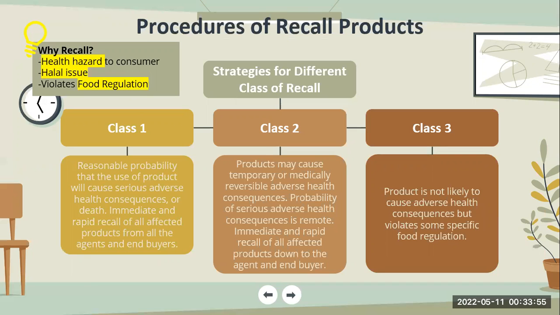Appropriate strategies are carried out for different classes of recall. Class 1 recall happens if the product may cause serious adverse health consequences or death. An immediate and rapid recall is carried out. While for Class 2 recall, the product may cause temporary or medically reversible adverse health consequences, and serious adverse health consequences are remote. An immediate and rapid recall down to the agents and end buyer. Lastly, for Class 3 recall, the product may not cause any health consequences, but it violates some specific food regulations.